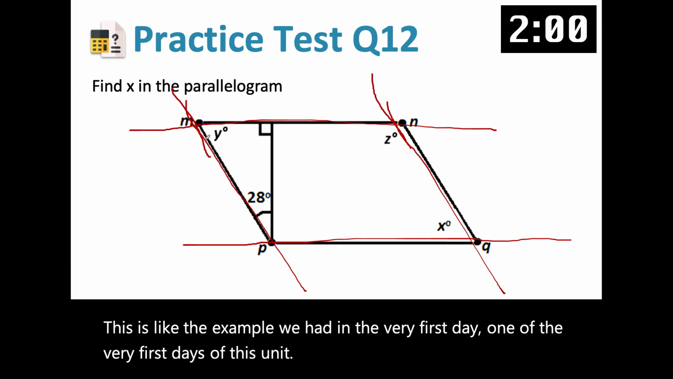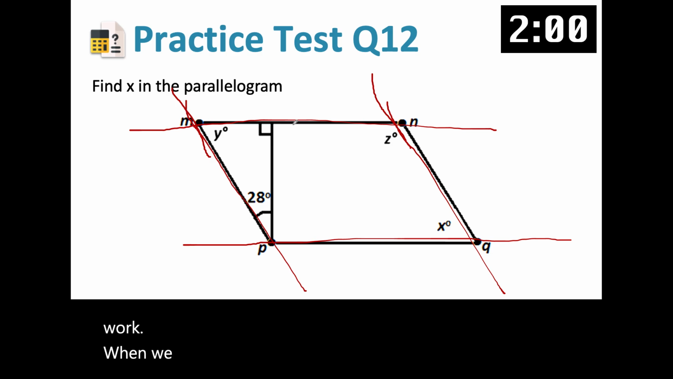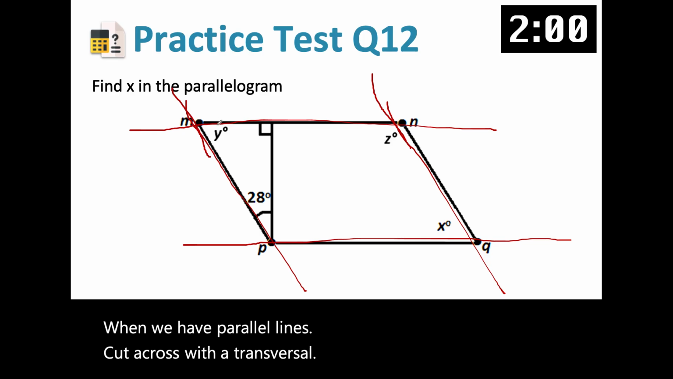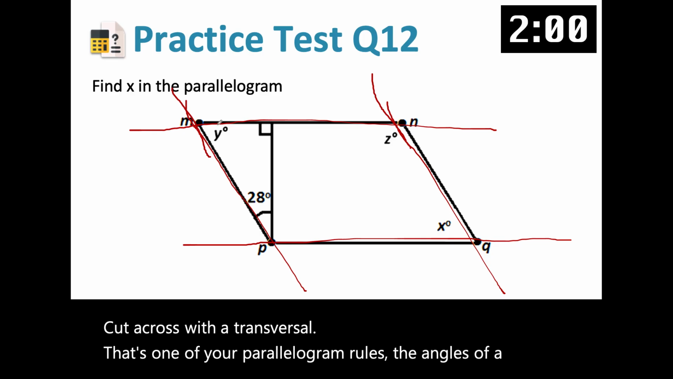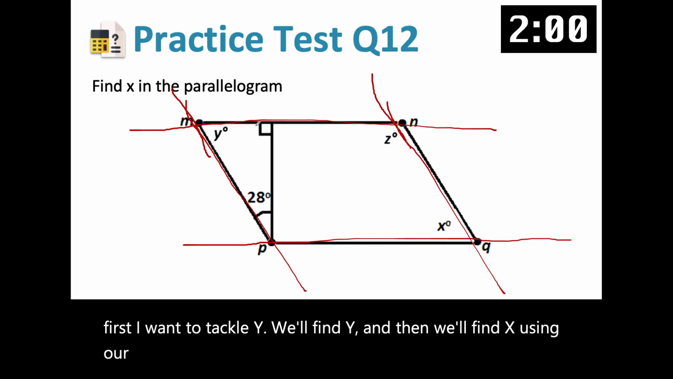We should remember some rules about how these angles work. When we have parallel lines cut across with a transversal, that's one of your parallelogram rules, the angles of a parallelogram. We're going to need to solve this problem. But first I want to tackle y. We'll find y and then we'll find x using our parallelogram rules.